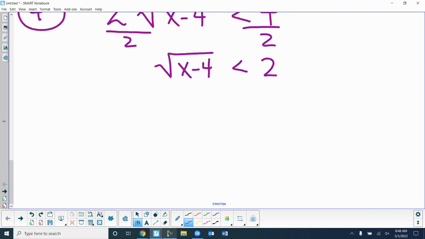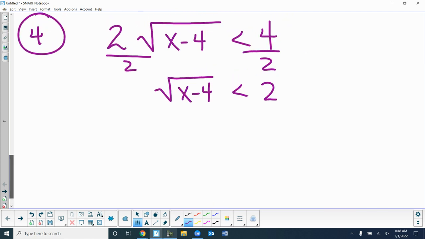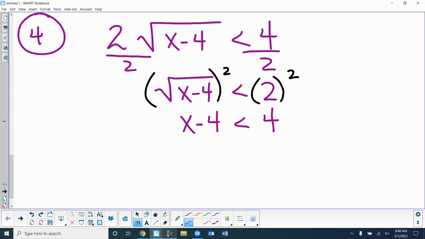All right, so just like earlier, how do I get rid of a square root? You square both sides, right? So we get x minus 4 is less than 4, and then we just add the 4.